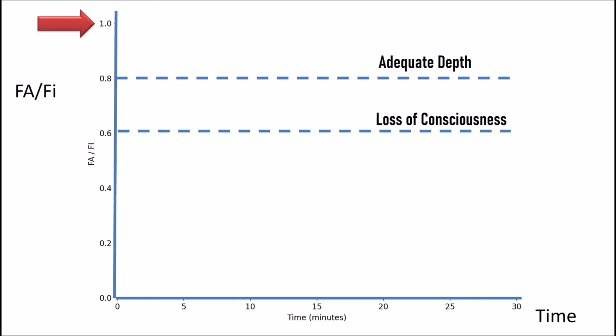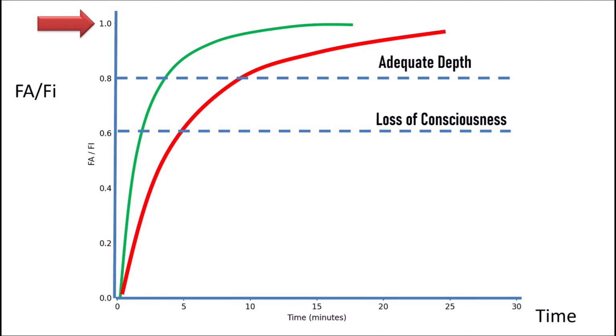We're going to draw two curves now. The first one is the green curve and the second is the red curve. And what's critical here is this distance between the curve and 0.8. That represents speed of onset of anesthesia. The closer the curve is to the FA-FI line, the less soluble the drug is and the more rapid the onset of action. So we can tell by looking at this that the green line represents a drug with a low blood gas partition coefficient, and the red line is an agent with a high blood gas partition coefficient.